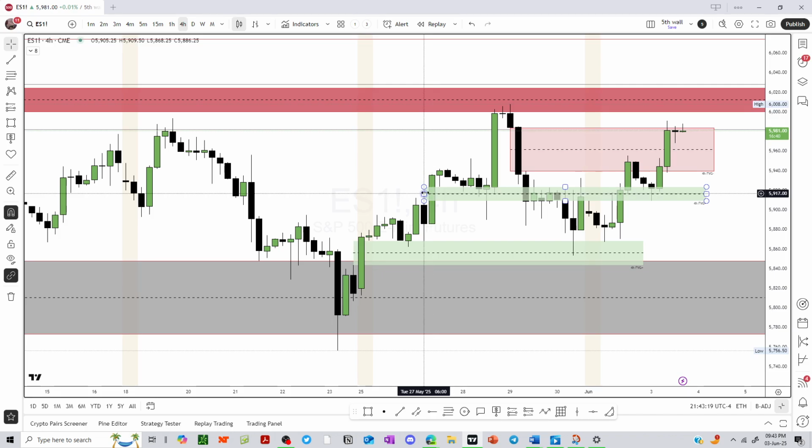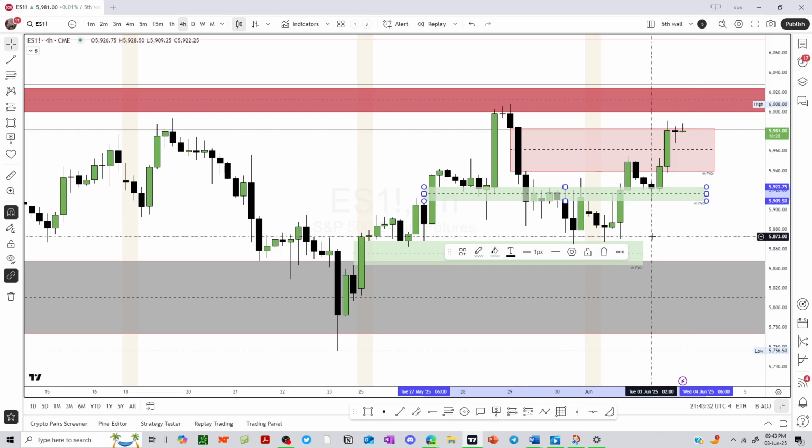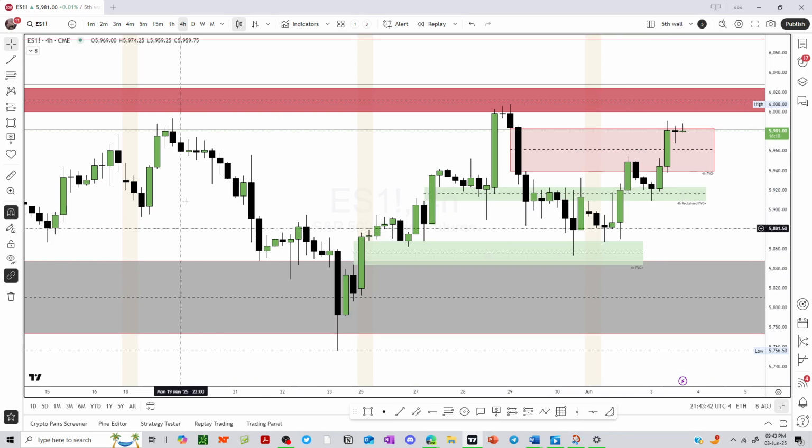So right here it became an inverted fair value gap. Boom. And price back down. Boom. This is a reclaim. Now reclaim bullish fair value gap. Let's 4 hour. Fair value gap. All right.